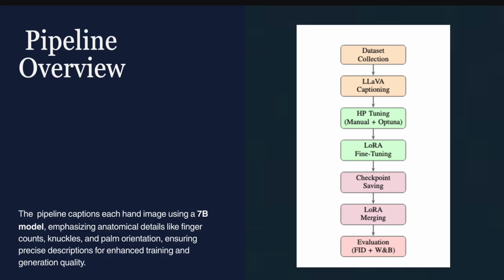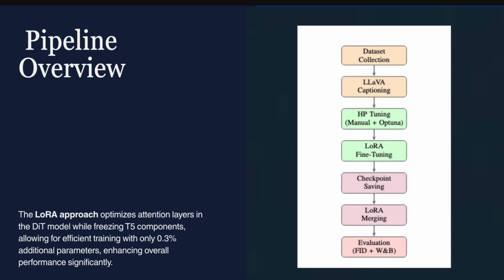So rather than retraining PixArt from scratch, we used LoRA, low rank adaptation, to efficiently adapt the model. The idea is to inject small trainable low rank matrices into the attention layers of the diffusion transformer, specifically the QKV and output projections, while keeping the VAE and T5 encoder completely frozen. So we set LoRA rank r equal to 16 and alpha equal to 32, following the standard rule alpha equals 2r. This introduces very few additional parameters, making training feasible on a single GPU.